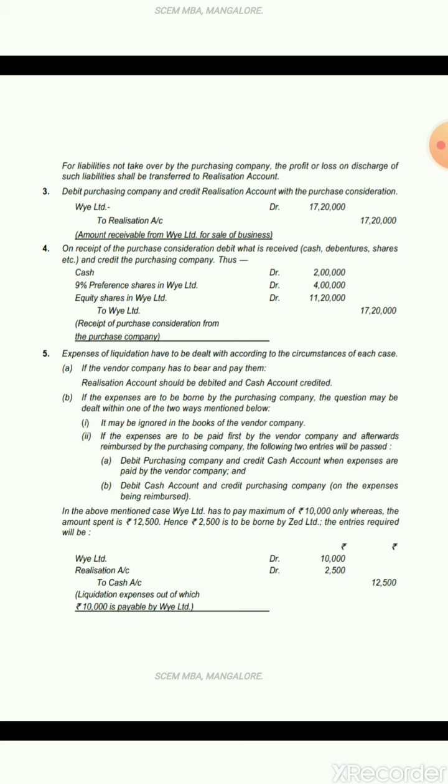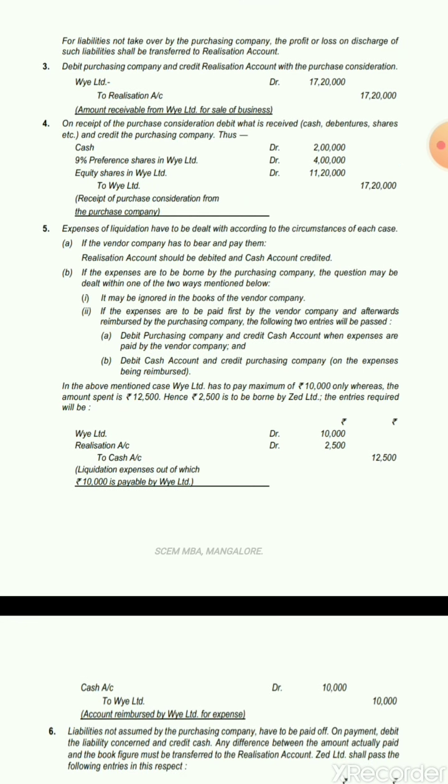So we would consider the payment modes in the debit side, and we would consider purchasing company in the credit side, as simple as that. So payment modes are cash, 9% preference shares, and then equity shares. So these are payment modes, and then we have purchasing company in the credit side. So that is the fourth journal entry.